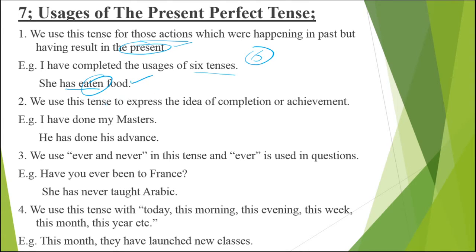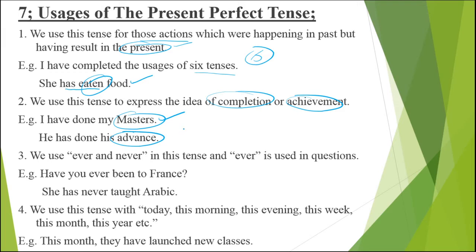Usage number 2, we use this tense to express the idea of completion or achievement. Whenever we achieve something or complete something, we use this tense, like we say, I have done my masters. This is what I have achieved, this goal, and this is what I am sharing here, that I have done my masters.